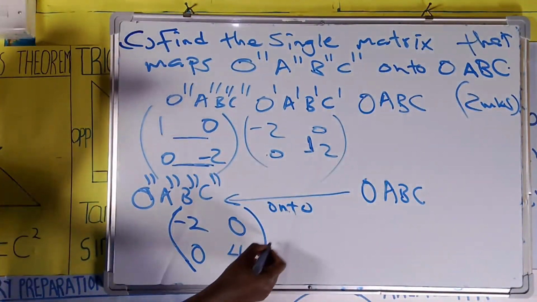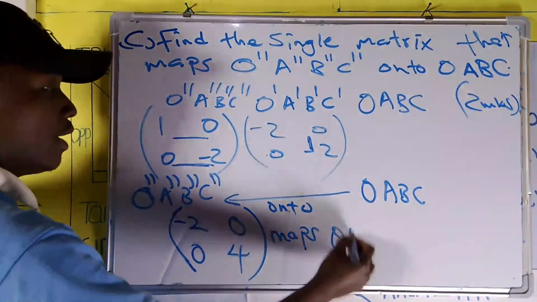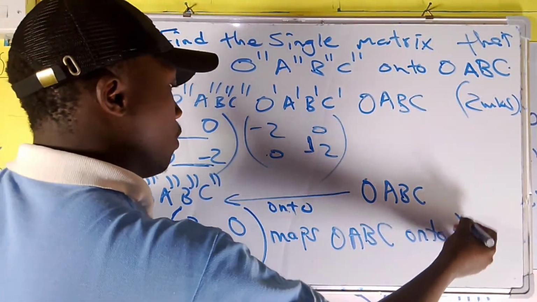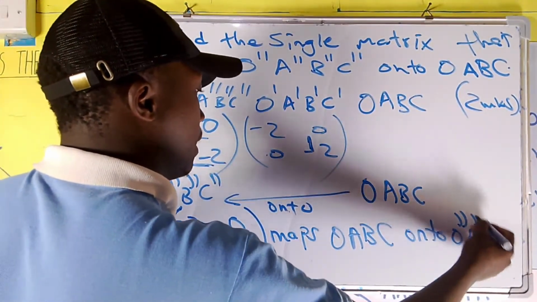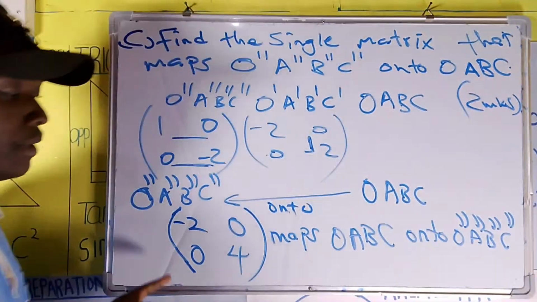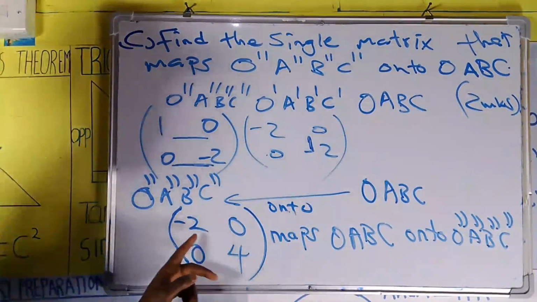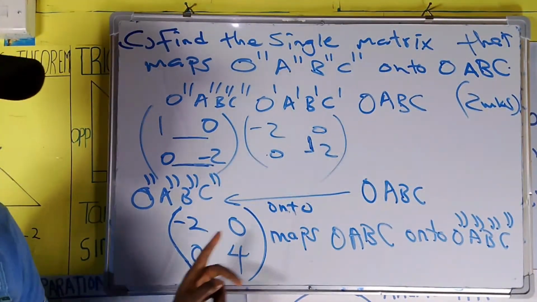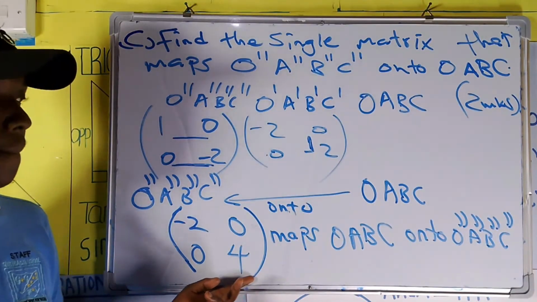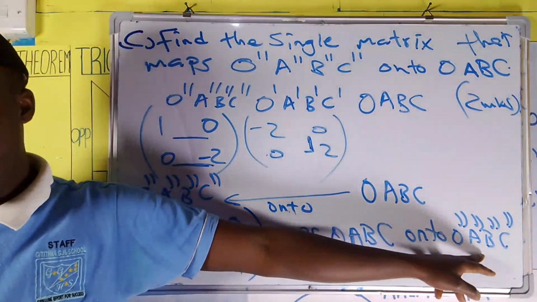This is the single matrix that maps O A B C onto O double prime A double prime B double prime C double prime. This is the matrix that maps -2 0 0 4. It is the matrix that maps this one onto this one.